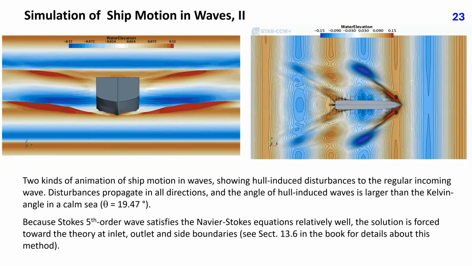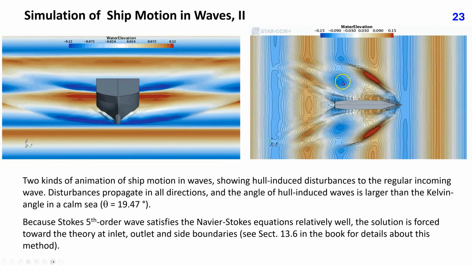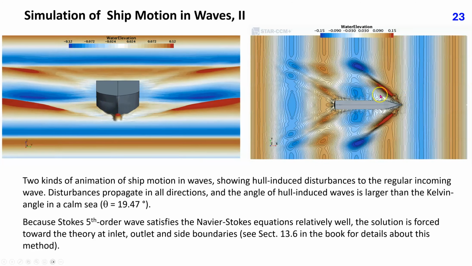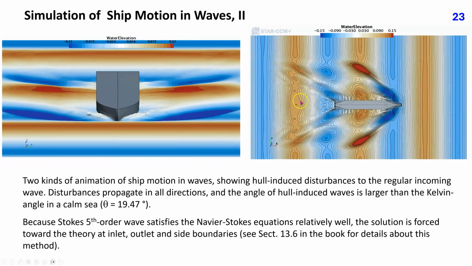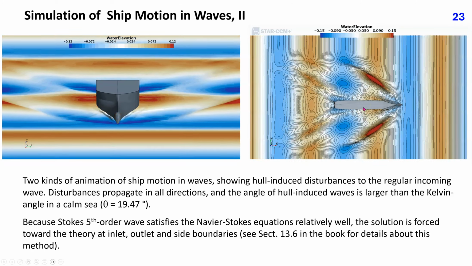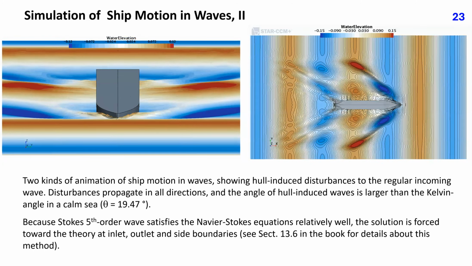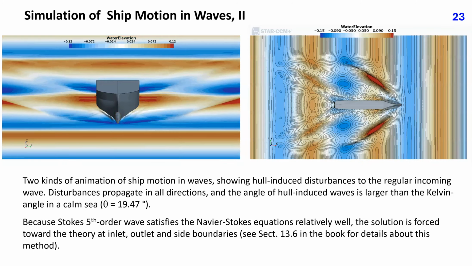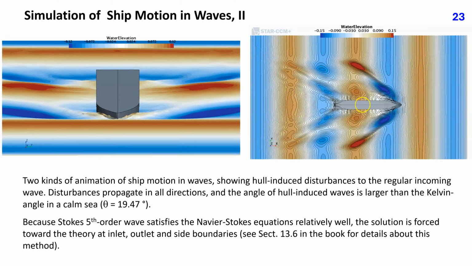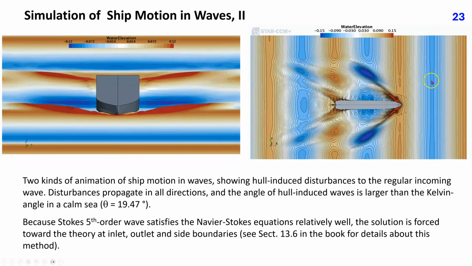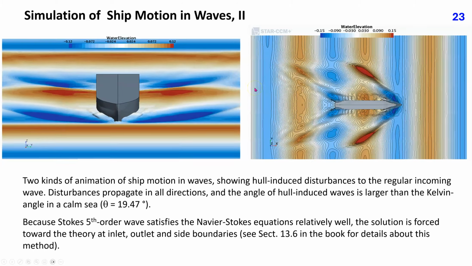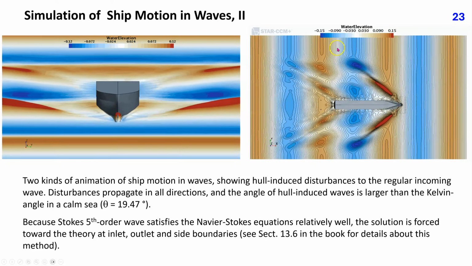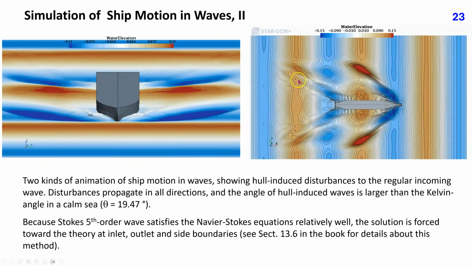These animations of ship motion in waves show hull-induced disturbances to the regular incoming wave. Disturbances propagate in all directions, and the angle of hull-induced waves is larger than the Kelvin angle in a calm sea, which is theta equal 19.47 degrees. Because the nonlinear Stokes free-water wave satisfies the Navier-Stokes equations relatively well, the solution is forced toward the theory at inlet, side boundary, and outlet. See section 13.6 in the book for details about this method. This ensures that disturbances do not reach the boundary and reflect there back into the solution domain.